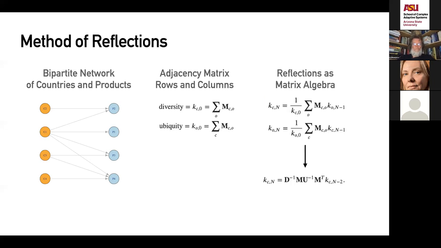And then the method of reflections is this constant back and forth between a matrix operation where you're multiplying the adjacency matrix times your previous vector, and then you are normalizing it with the diversity in this case, ubiquity in this case. So because this is K0 at n minus 1, you can take this K0 n minus 1, get a KC n minus 2, plug that back in, and you end up with a matrix formulation for this.